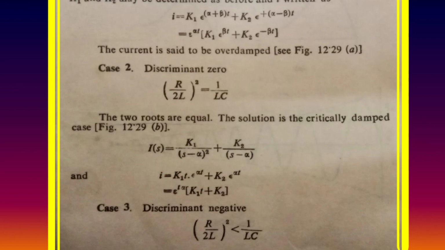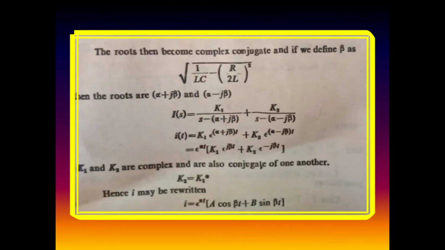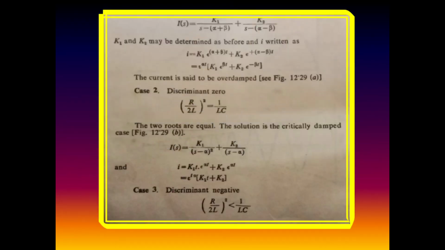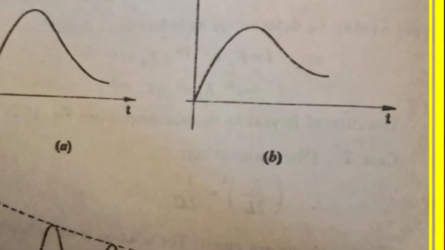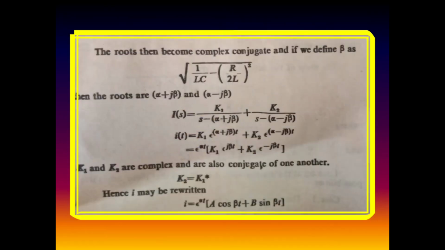How are we getting this solution? We have the Laplace transformed I of s, and now we take the inverse Laplace. When we take the inverse Laplace, we get i equal to e power alpha t into K1 t plus K2. The output for this will be critically damped, and the output will look like this, as in figure B. The current is critically damped here.